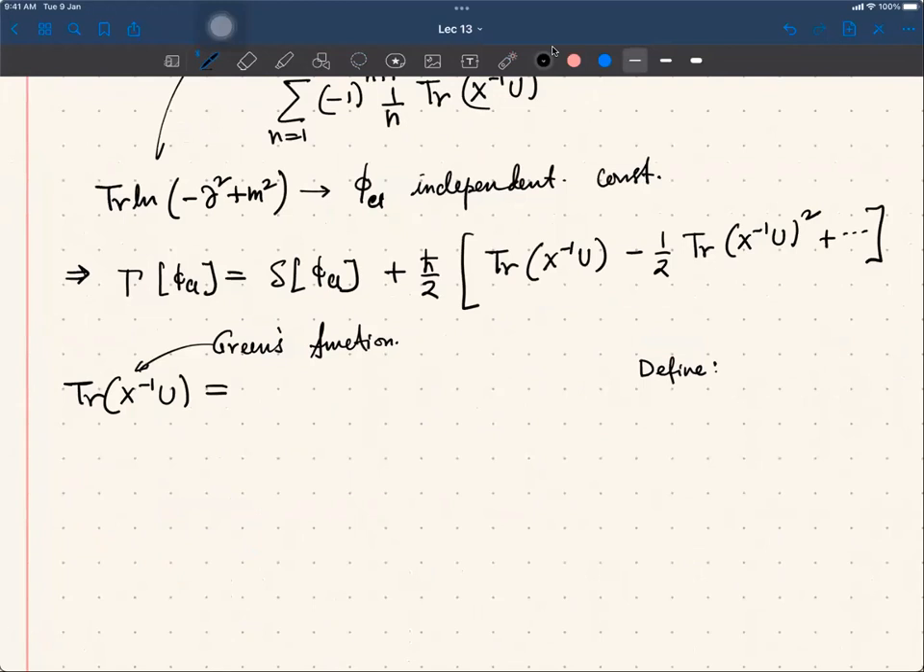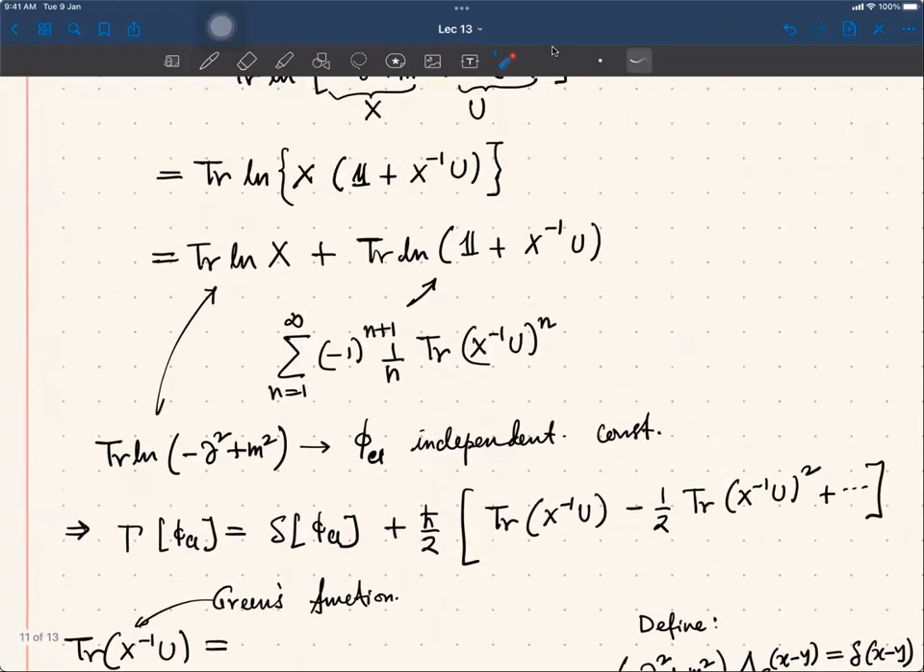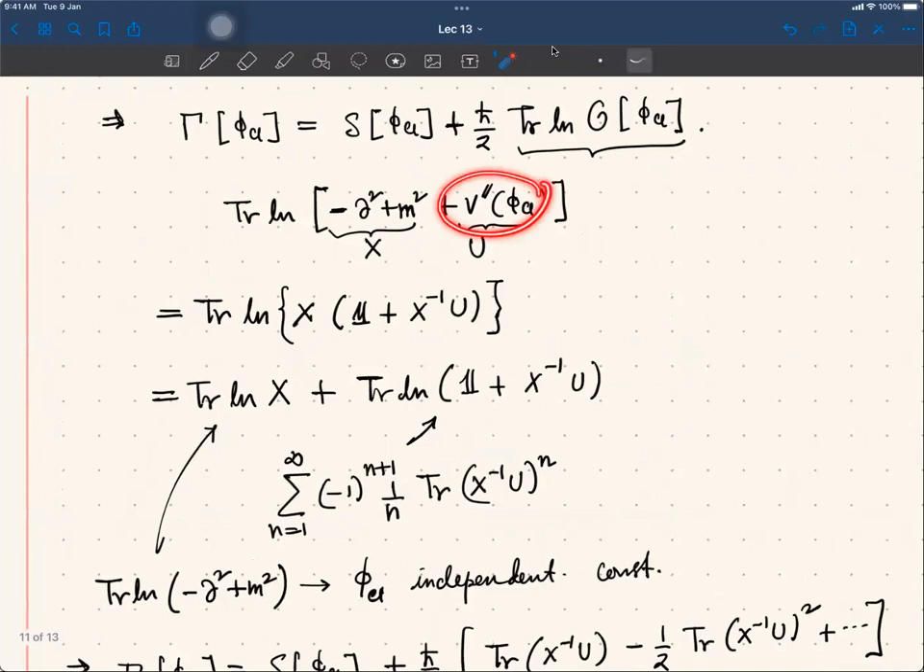So define the Green's function to be minus del squared plus m squared acting on delta_c(x minus y) is equal to delta(x minus y). So it is in this sense that delta_c is the inverse of this, and U is basically V double prime of phi_cl.